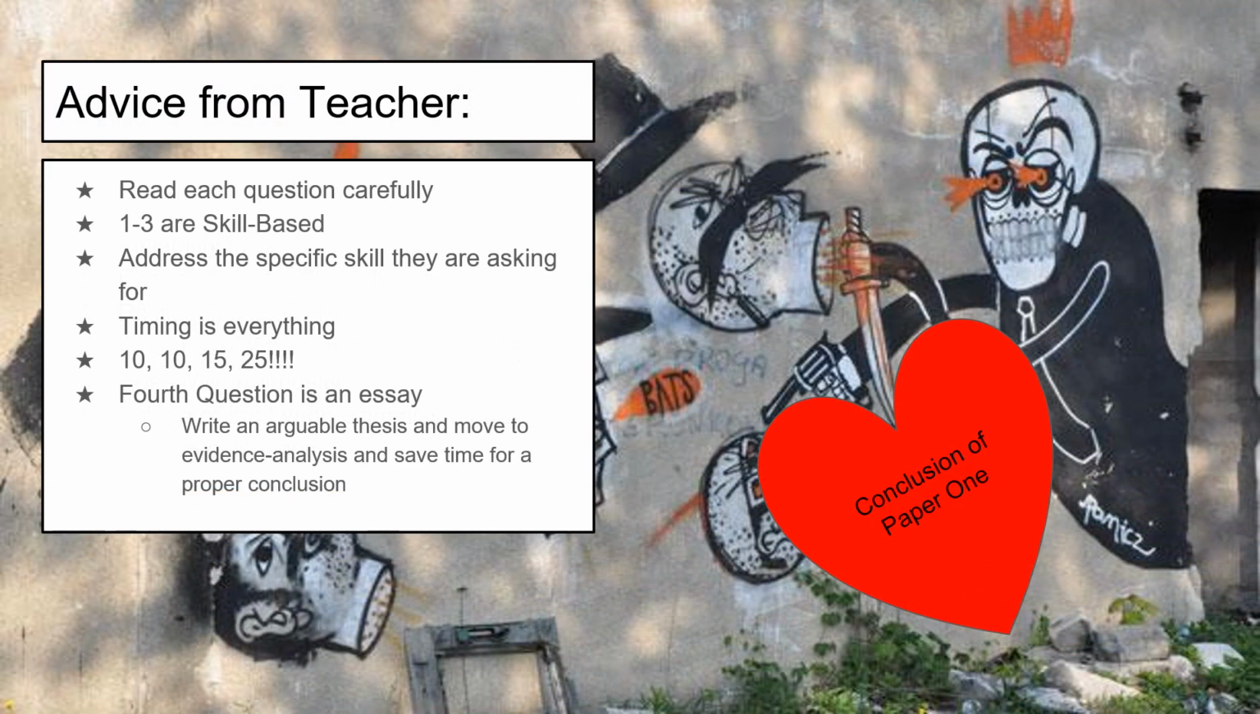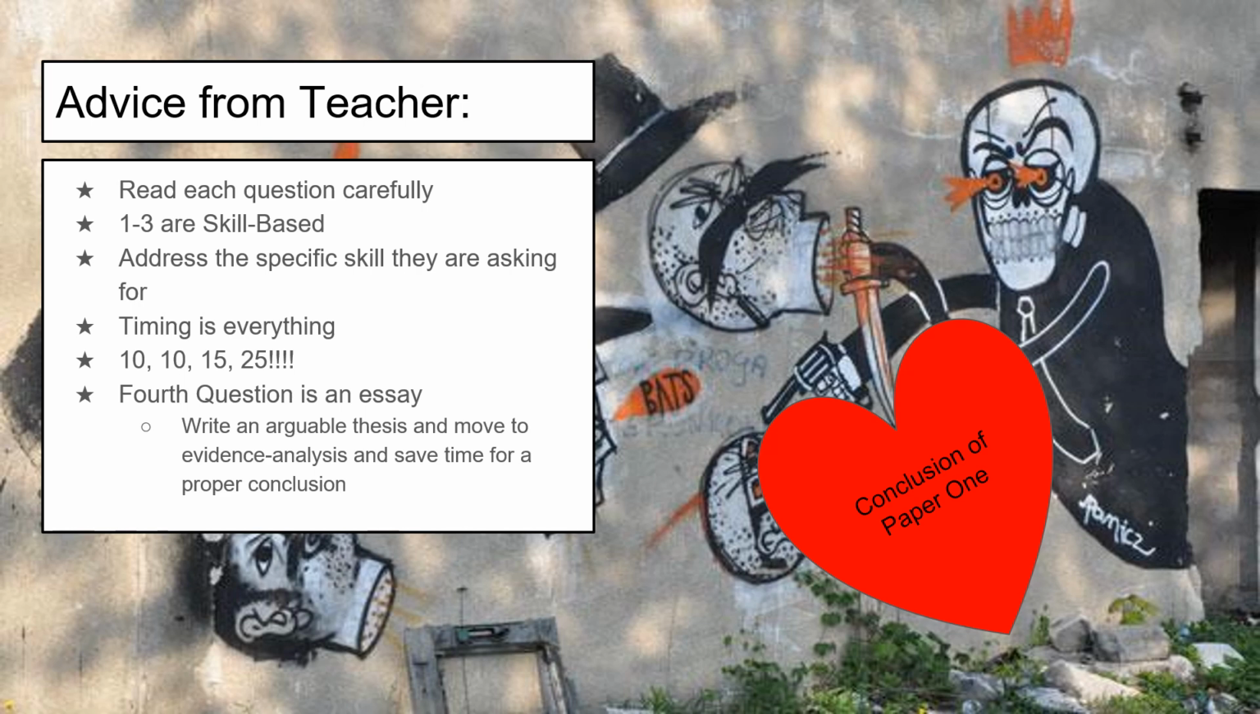My advice here is to read each question carefully. Stick to the timing, 10, 10, 15, 25. 1 through 3 are skill-based. Do exactly what they ask you for. Don't try to add anything. Don't try to impress them. Look how each one is marked. If it's worth 3 marks, then you want 3 points. If it's worth 2, 2 points. 6, 6 points. All of that, and stick with your timing.